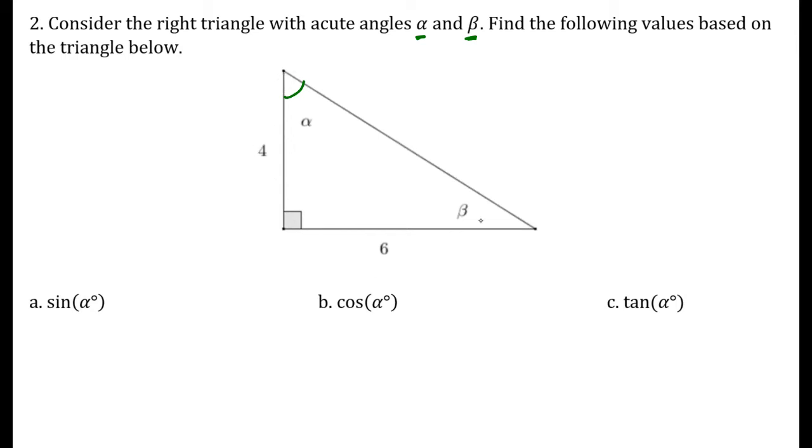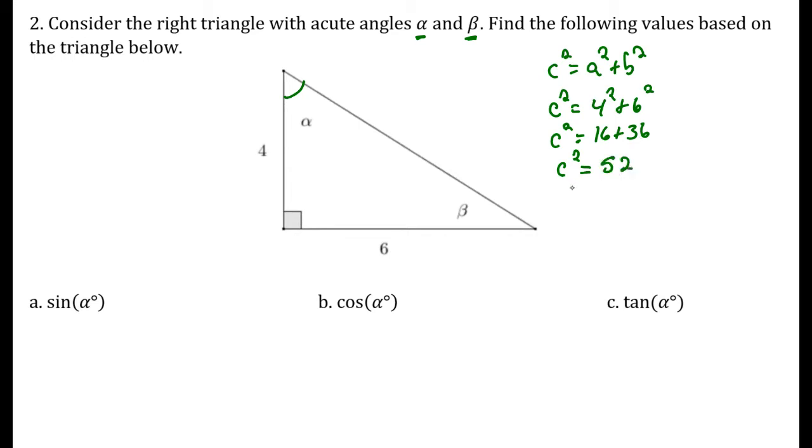So if I know two sides of a right triangle, we can use the Pythagorean theorem to get the third side. A squared plus b squared is c squared. I don't know what the hypotenuse is, so 4 squared plus 6 squared is the hypotenuse squared. 16 plus 36. C squared gives us 52. So when I take the square root of 52, that's radical 4 times radical 13, so 2 radical 13, if we want it in simplest radical form, which is always a good idea.